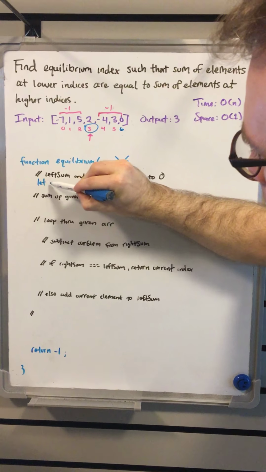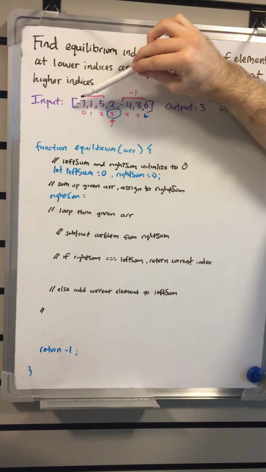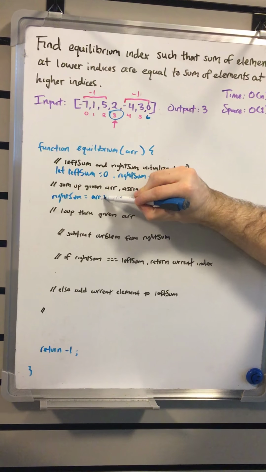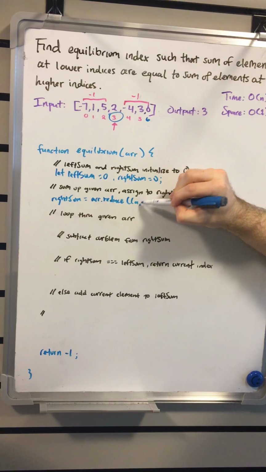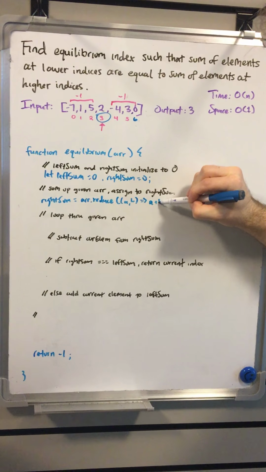And then we're going to assign our right sum to be the summation of all the elements. So we're going to say array, we're going to reduce it, JavaScript style. We're going to return A plus B, which will return to us all of the elements summed together.